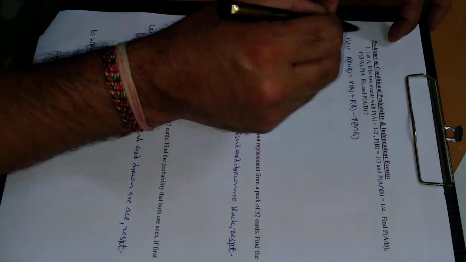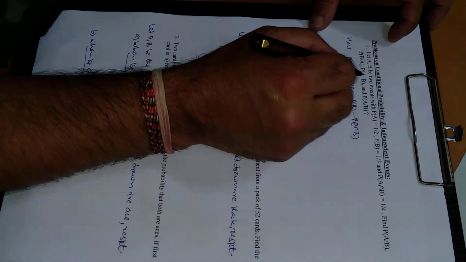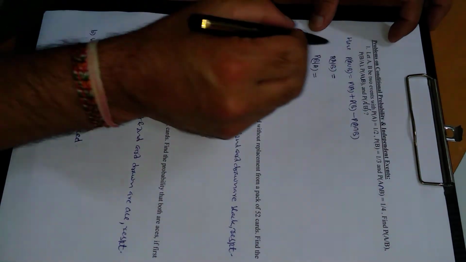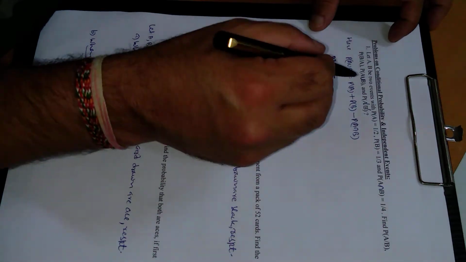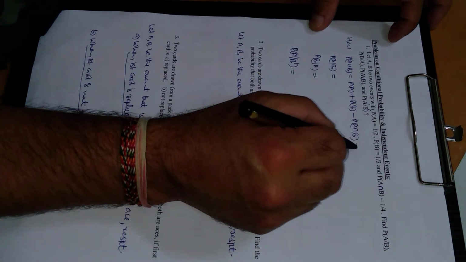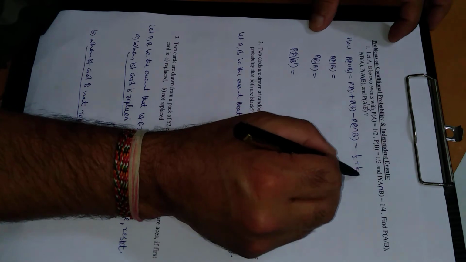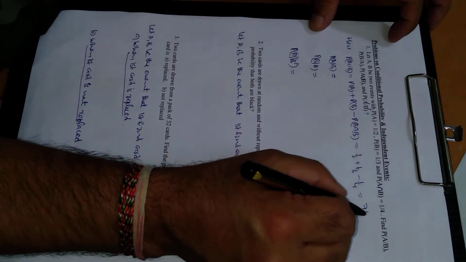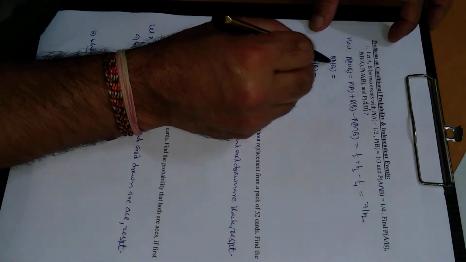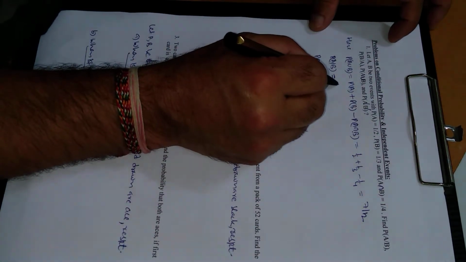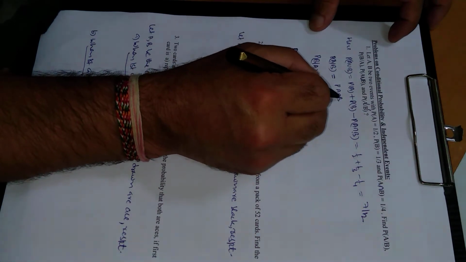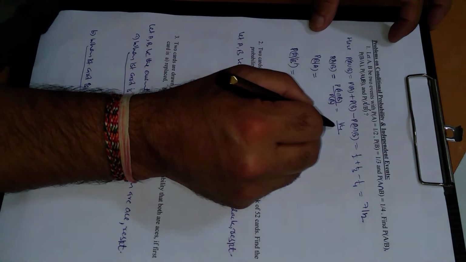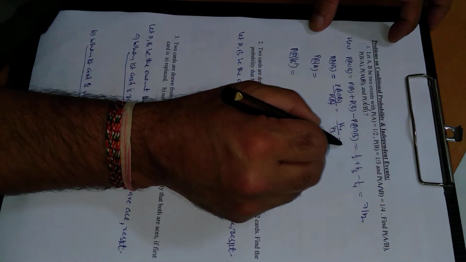We need to find P of A given B, P of B given A, P of A union B, and P of not A given not B. Since we know that P of A union B is P of A plus P of B minus P of A intersection B, and all of these three probabilities are given: this is half, 1 by 3, and this is 1 by 4. On taking LCM and simplifying, this will come out to be 7 by 12. Now this is the probability of A when event B has already occurred. By the definition of conditional probability, this will be probability of A intersection B divided by probability of B. A intersection B is 1 by 4 and B probability is 1 by 3. So this will come out to be 3 by 4.